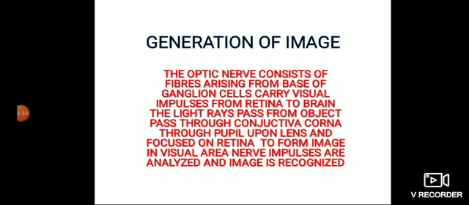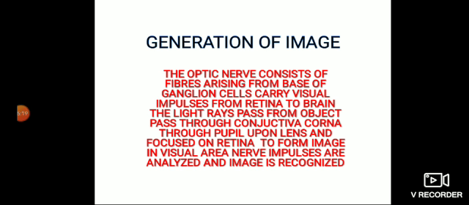Last part of this lecture is the generation of the image. You can see the object. The rays are collected from the object and sent to the conjunctiva, cornea, pupil and through the lens to the retina. Over the retina, the image formed is upside down. Remember, you just get an image upside down over the retina.